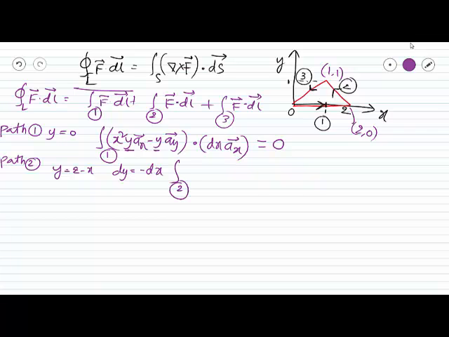Integral over path 2 of x square y ax bar minus y ay bar dot dx ax bar plus dy ay bar, which is equal to the integral over path 2, where x is varying from 2 to 1 now. So when you substitute, you dot product x square y into dx, similarly minus y into dy.